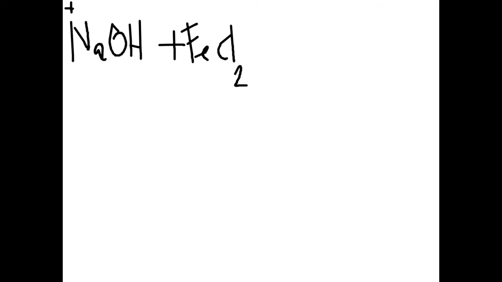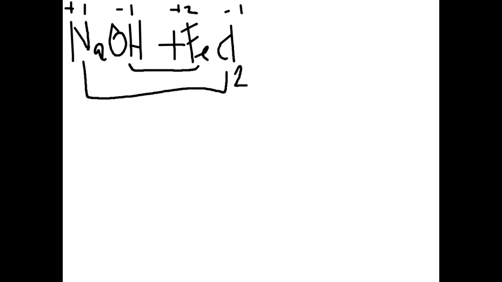Now, I would swap the partners, but before I do that, I put the charge above each of these guys. Sodium is +1. OH is what? -1. Fe is what? Very good. +2, and chloride is -1 as well. Draw an arrow between the new partners. Sodium goes with Cl. Agreed? Good. And Fe goes with OH.